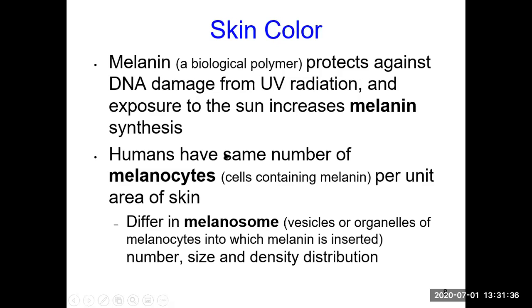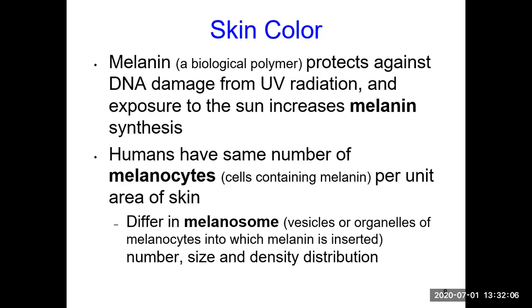Now, you will be surprised to know that if you take human beings who have very different skin colors, and take a little bit of their skin, per unit area of skin, human beings actually have the same number of melanocytes. That means those cells that make melanin. So two individuals with different skin colors would have the same density of melanocytes, but the difference is in the number of melanosomes that they make.